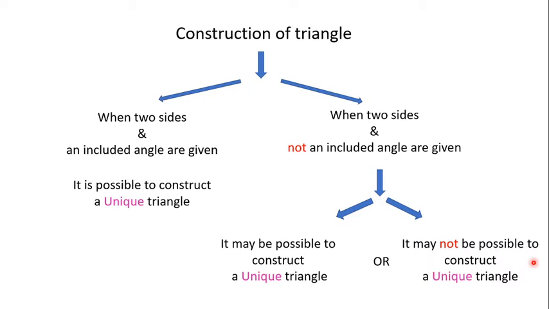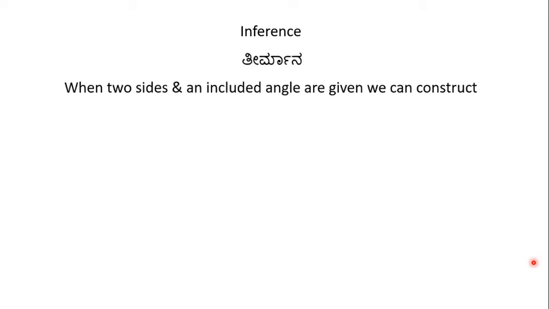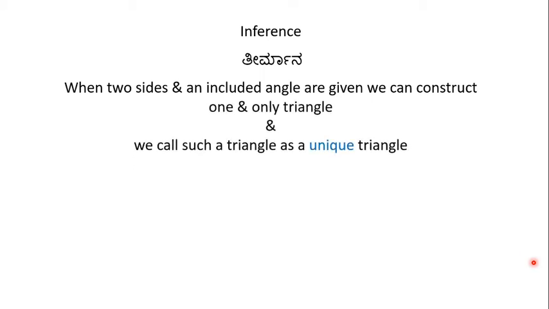Now we will go to another important point. So let us take a decision now. When two sides and an included angle are given, we can construct one and only one triangle. We call such a triangle a unique triangle.